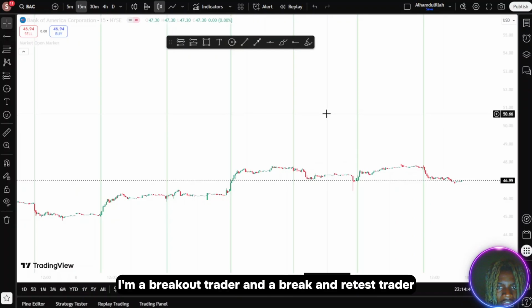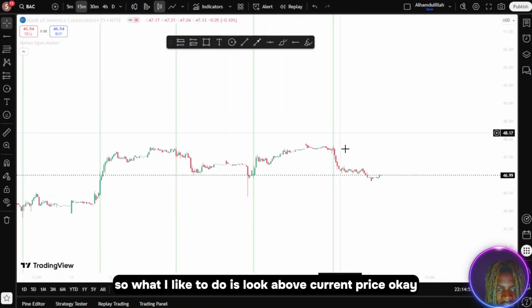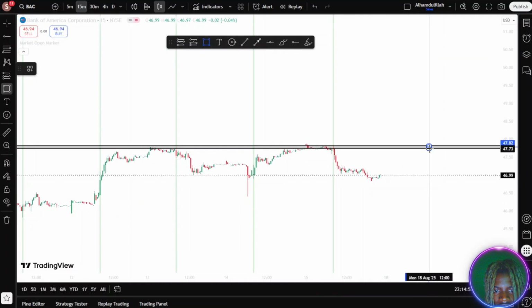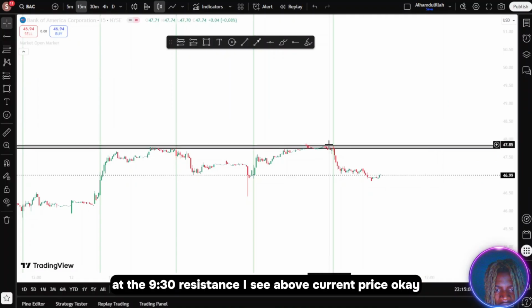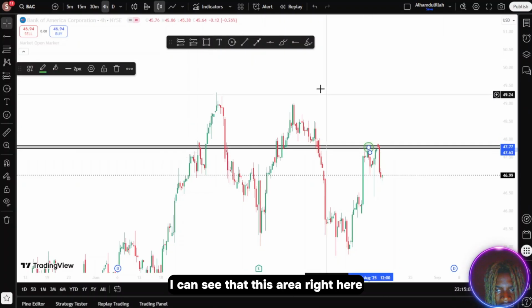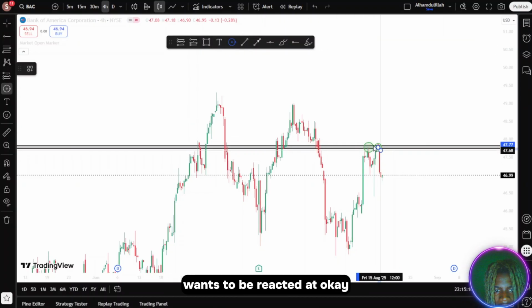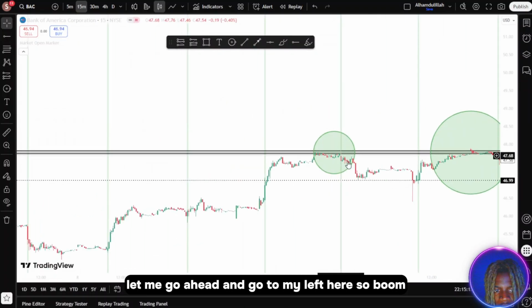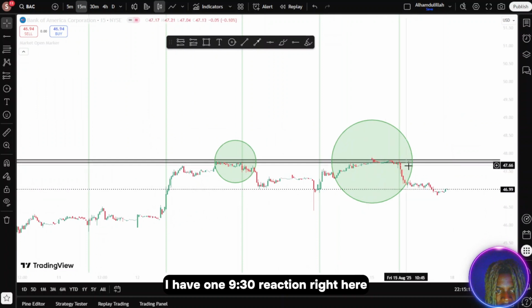So for me, I'm a breakout trader and a break and retest trader. In the stock market, I like to primarily buy calls weeks out because I'm expecting price to go in a direction. So what I like to do is look above current price. I'll draw a zone at the 930 resistance I see above current price. On my 4-hour time frame here, I can see that this area wants to be reacted at. I'm going to go back to my 15-minute. Let me go to my left here. So boom, I have one 930 reaction right here.